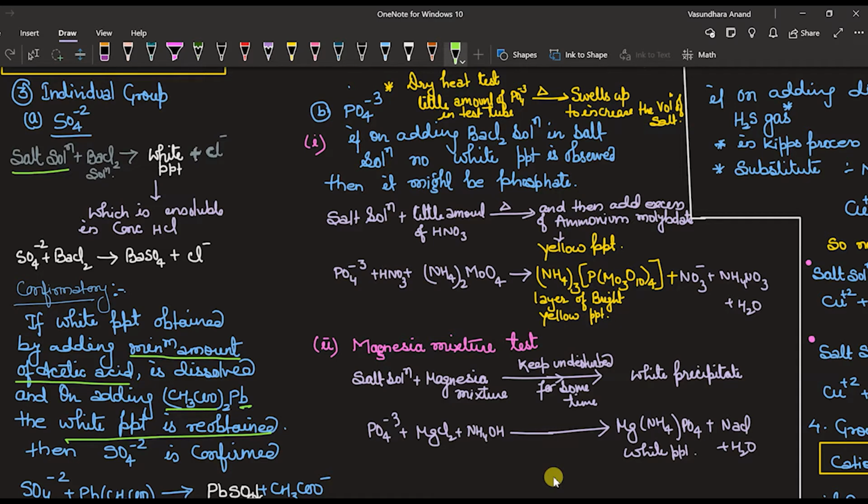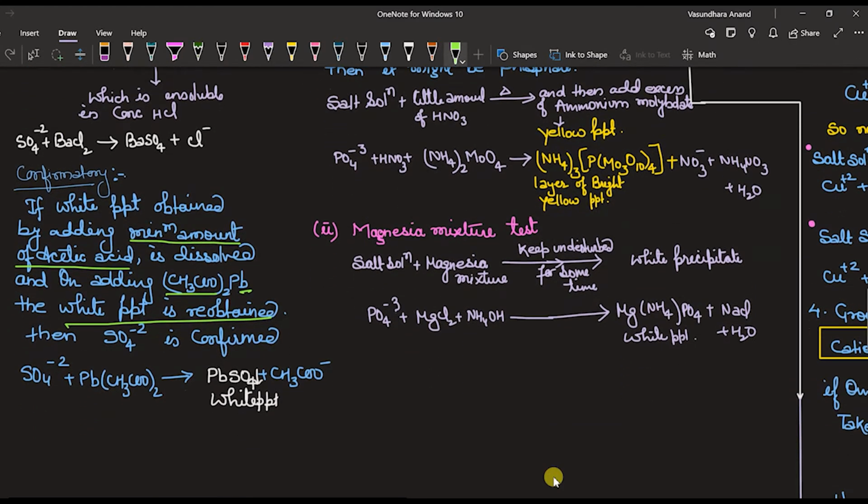So what we did: we added barium chloride solution to the salt solution and got the white ppt. If we add HCl, it will be insoluble in that, that means it will not dissolve further. For confirmation, we dissolve this white ppt in the minimum amount of acetic acid and get a clear solution. In that we add lead acetate, and the white ppt is re-obtained. So that confirms sulfate. I hope it is clear.